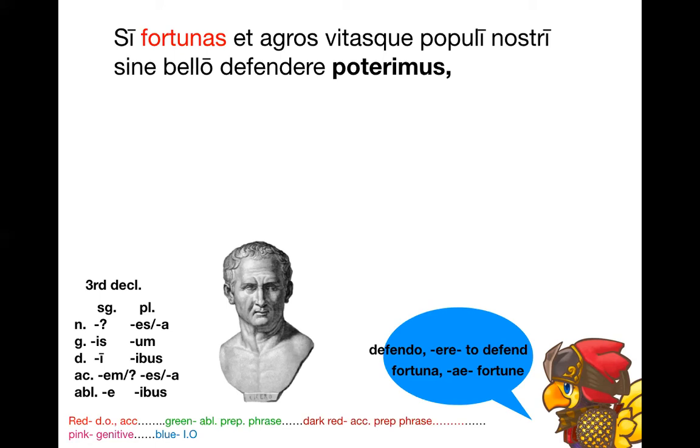So if we, poterimus, so what tense is it? The future, imperfect, or present? So the present would be possumus. It's not present. It's not if we can. Jaden?